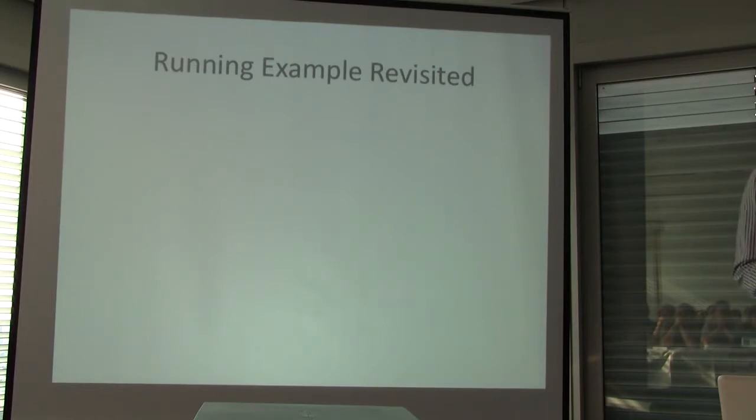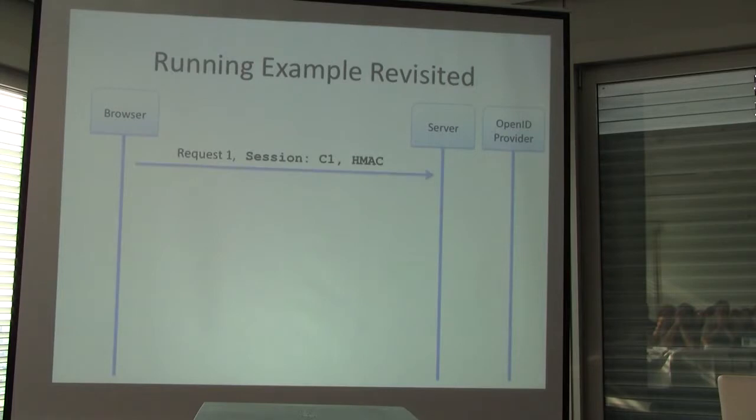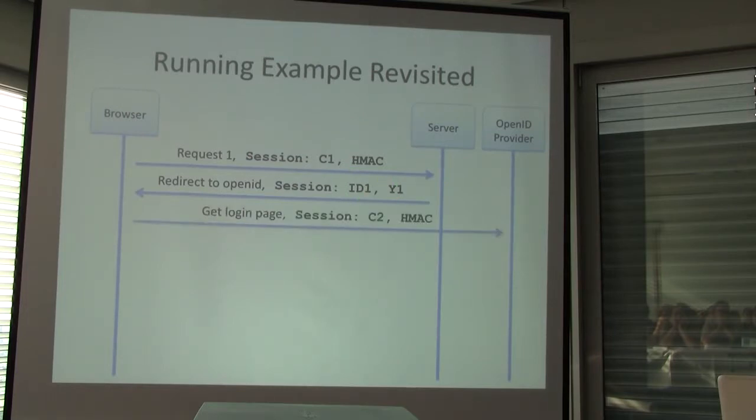So as promised, I will apply this to the running example I introduced before. In the first request to the server, the client indicates like, okay, I support this new session management mechanism, some counter, some HMAC. He gets the redirect. He gets a session identifier between browser and server and some public value. Then he goes to the OpenID provider. He does not have a session, so he generates a new key, sends a new support header, gets a new identifier and a new public value.